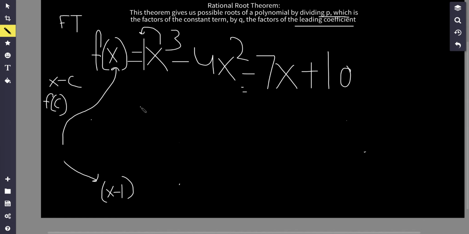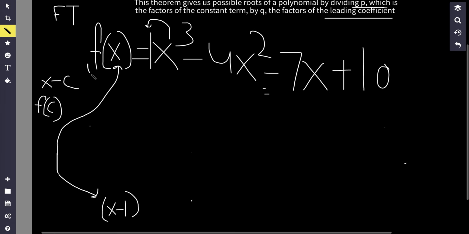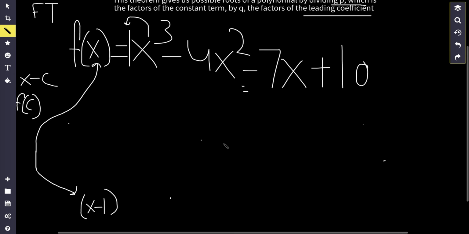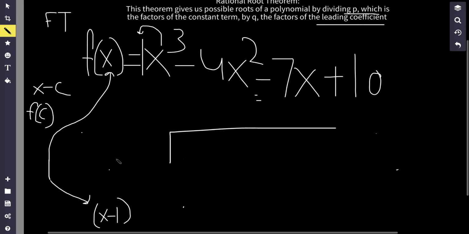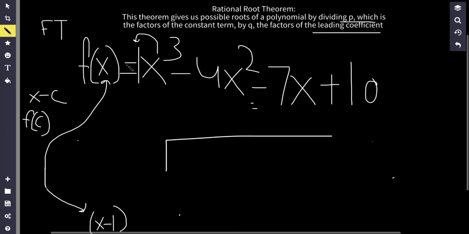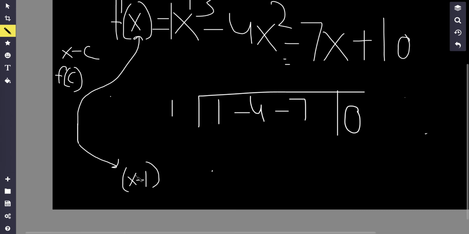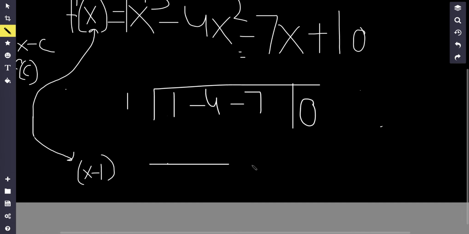What I mean by that is, because we know x minus 1 is a factor of this polynomial, well, let's divide this polynomial by x minus 1. So once again, we're going to use synthetic division. Our coefficients are 1, -4, -7, and 10. And I'm going to put this 1 to the side, right? Because 1 is what makes x minus 1 equal to 0. And now I'm just going to do synthetic division.